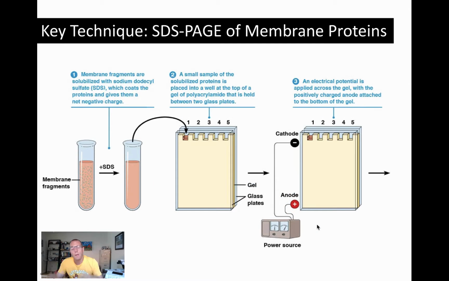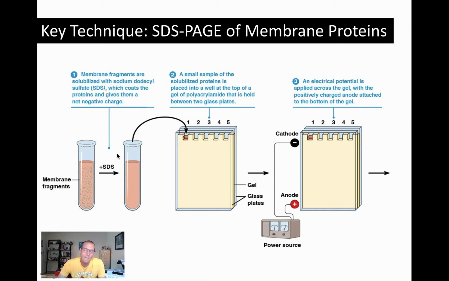So here's what we do. Here's the kind of big picture of this technique. We take a sample, and that could be membrane fragments, it could be Golgi, it could be whole cell extracts, nuclear extracts, anything we like. We take our sample, and here we're looking at membrane fragments because we'd be interested in looking at membrane proteins. Here are membrane fragments that we've isolated from cells.